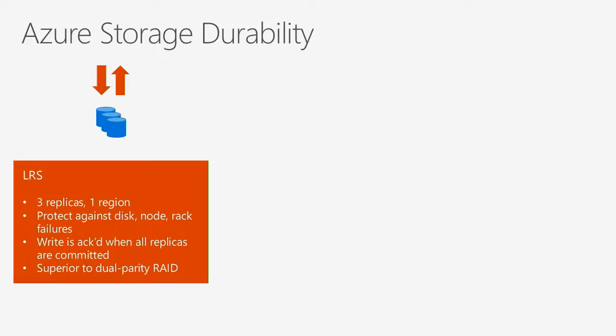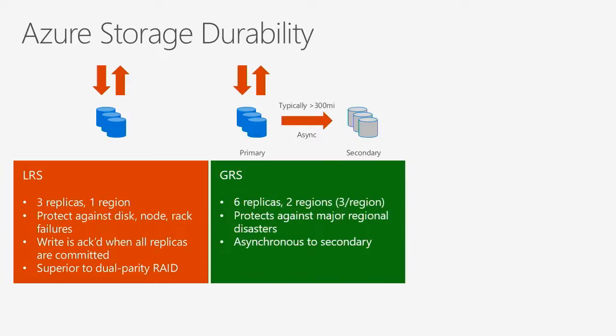If the power goes out for the whole rack or the top of the network switch goes out, that's no problem. We still have 2 other copies to read from, and we can immediately replicate it to another place. So we only acknowledge a write once all 3 of those writes are committed and successful. So this is how we get our strong consistency model. And this model is actually better than a typical dual parity RAID kind of a scenario in terms of its durability. We also, on top of this, offer what we call GRS.